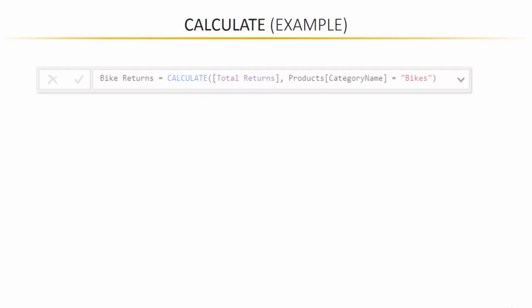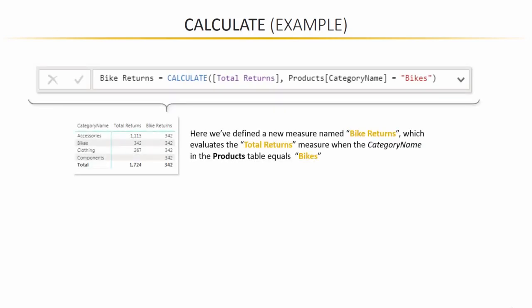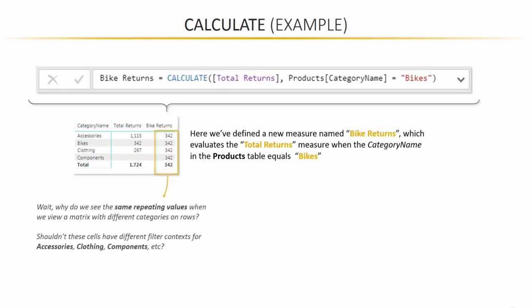working. So let's look at a different example of calculate here. In this case, we've defined a new measure. We're calling it bike returns, which uses calculate to evaluate the total returns measure, but only when the category name from the product table is equal to bikes. And when you visualize this bike returns measure against your total returns, broken down by category names, you see something interesting taking place here, which is that you see the same repeating values in every single row for every single category name within that matrix.